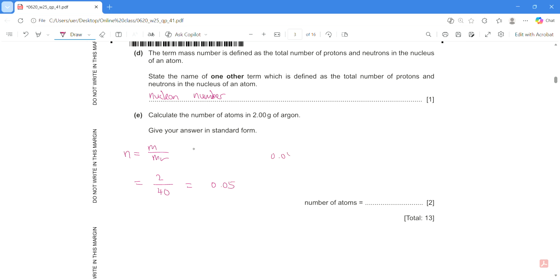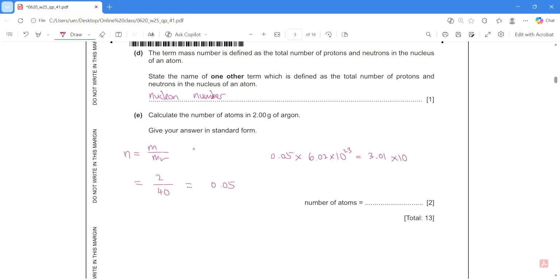And then we just need to use the 0.05 times Avogadro constant. And we get answer 3.01 times 10 to the power of 23. I mean not 23, 22. Easy peasy.